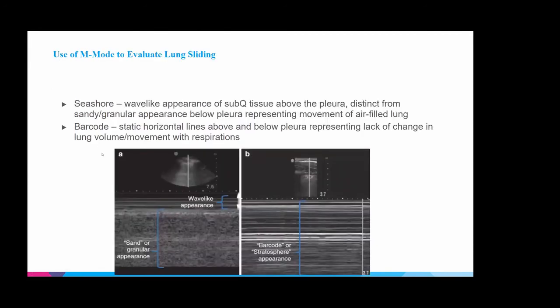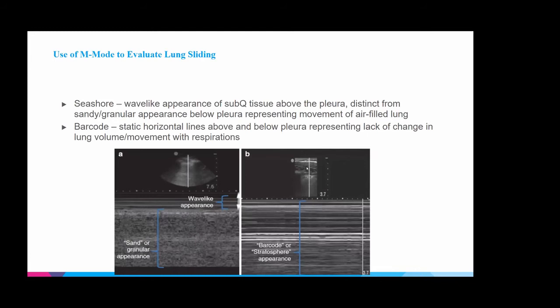All right, you guys already know this based on our discussion right now, but this is just for catching everyone else up to speed. So seashore sign, why is it called the seashore, right? You just imagine the sub-Q tissue with M mode under specific lung view. The sub-Q tissue sort of represents the waves crashing in. The pleura would be like the coastline, and then the normal aerated lung has a granular appearance, which resembles sand, right? So your normal aerated lung has a sandy appearance, or seashore.